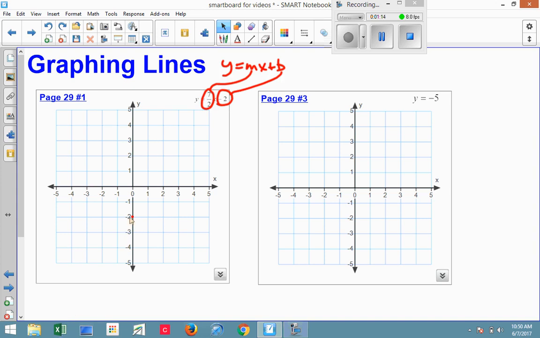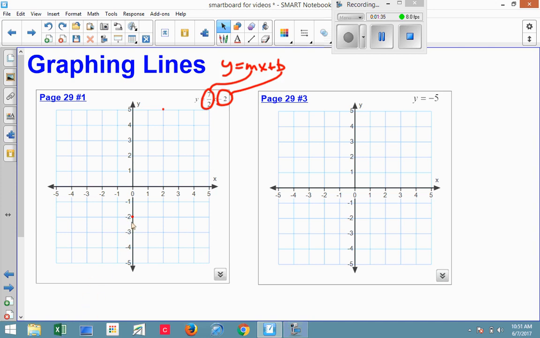So rising 7, 1, 2, 3, 4, 5, 6, 7, and running +2 puts me right there, and that is another point that's on the line. So then from there, I'm just going to do my best to connect those 2 points. 2 points determine a line, so I can connect them.